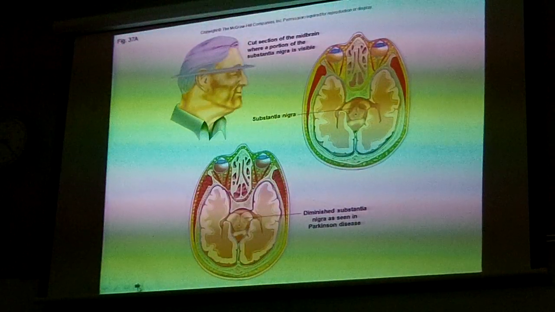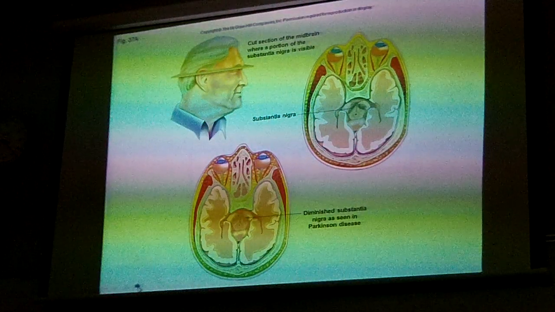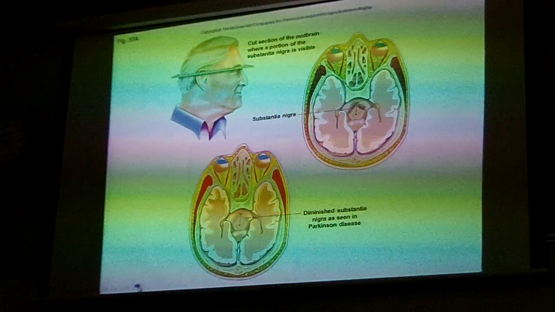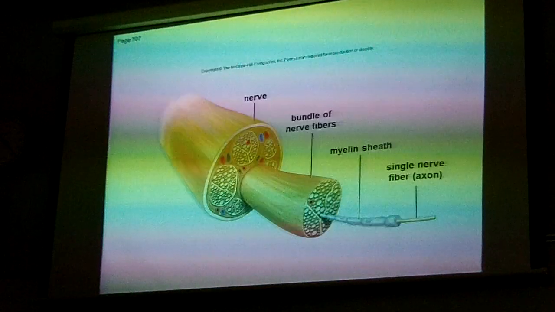You can study the brain for years. We're just kind of touching on it here, but the brain is very complicated. Psychology is a whole class, part of which is devoted to studying the brain.